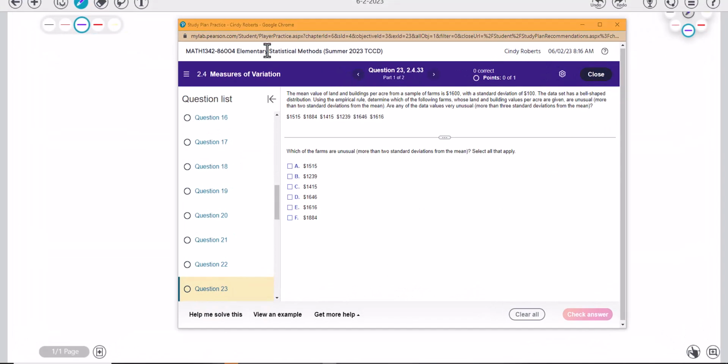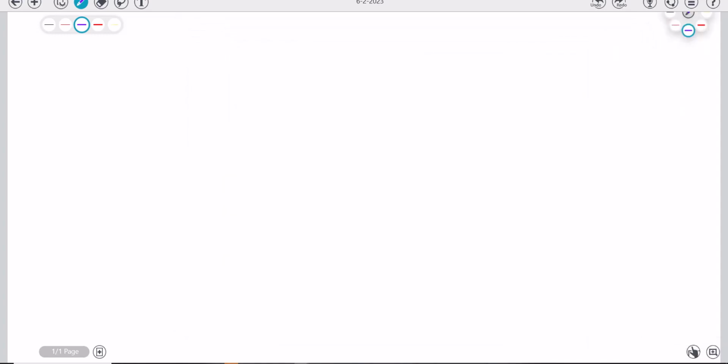Okay, this is a problem that I actually see missed a lot on the first test. So they give you the mean value of land and buildings per acre from a sample of farms of 1,600. And let me show you what I do. So the very first thing I do is I draw a normal curve.